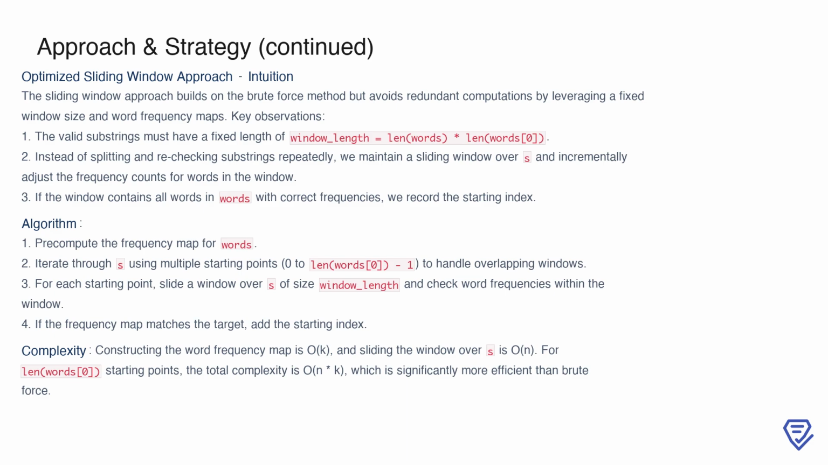The complexity of this approach is significantly better. Building the frequency map is O(K), and sliding the window is O(N). When accounting for multiple starting points, the total complexity becomes O(N * K), making this approach much faster and more scalable than brute force.